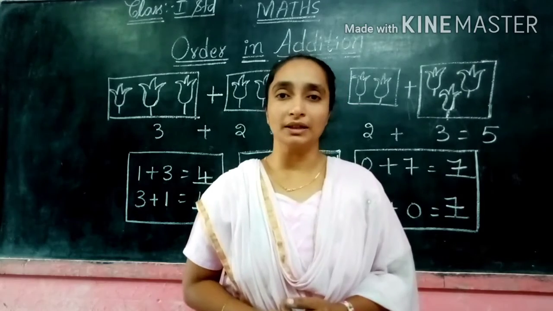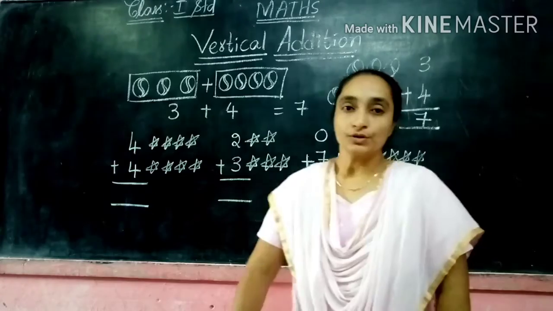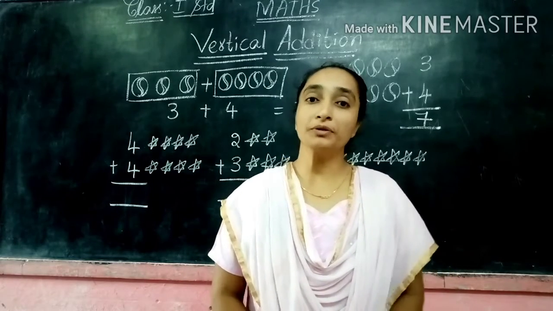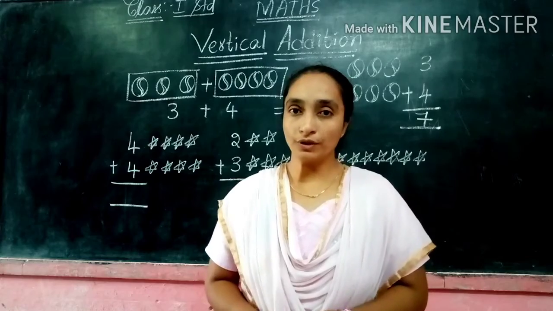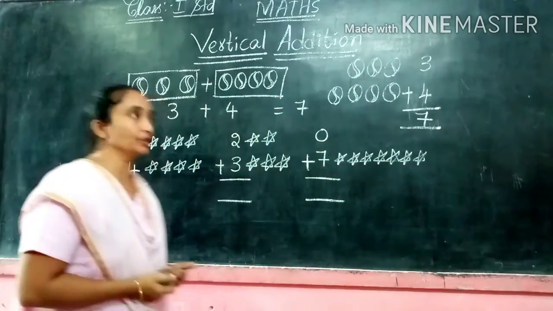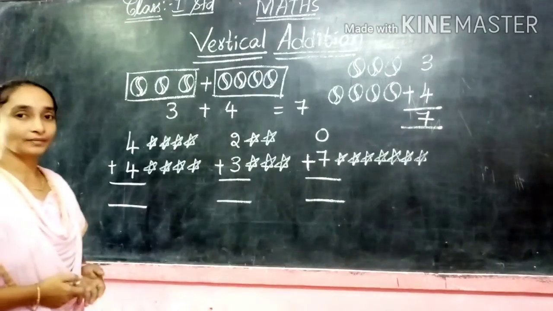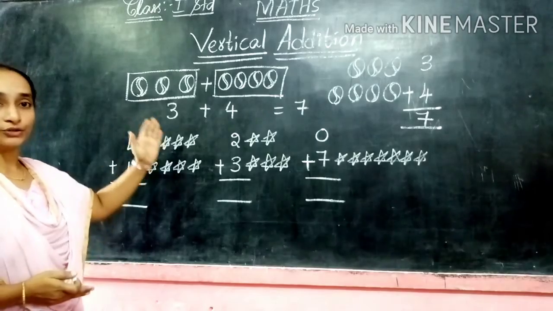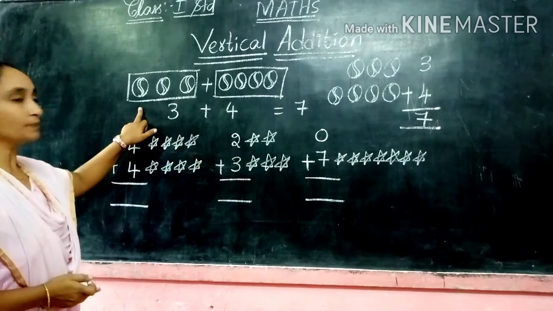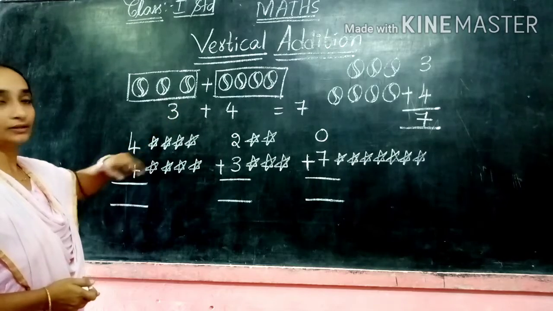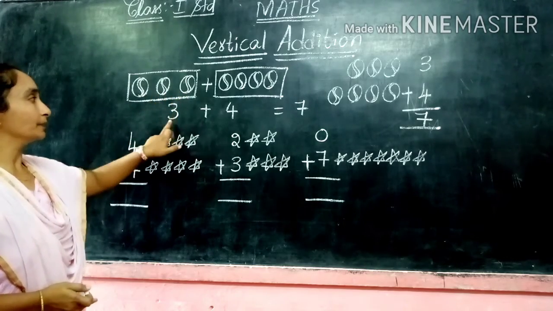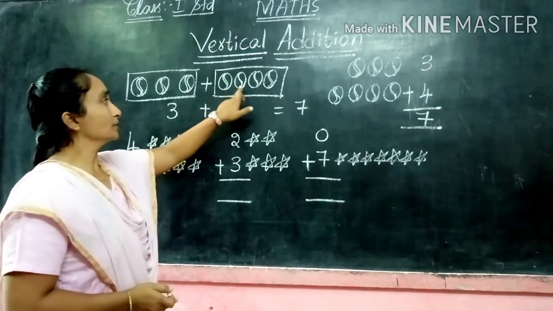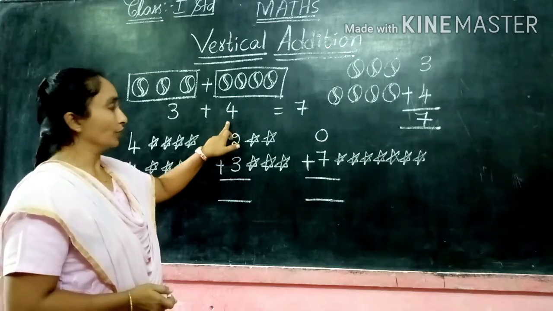What do you mean by vertical addition? Let us see now. Okay, children, let us start our vertical addition. Before going to vertical addition, let us see one more addition here. This addition is from left to right. Here in this picture, how many balls are there, children? 1, 2, 3. 3 balls, plus in this box how many are there? 1, 2, 3, 4. 4.